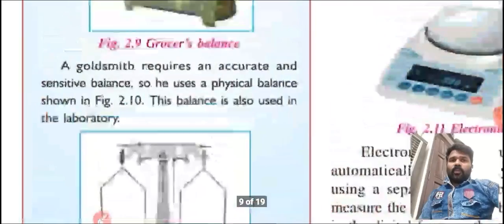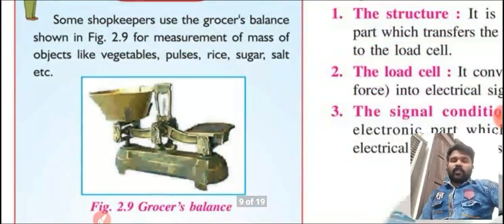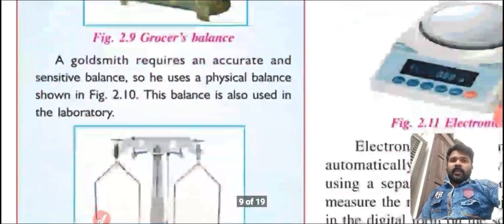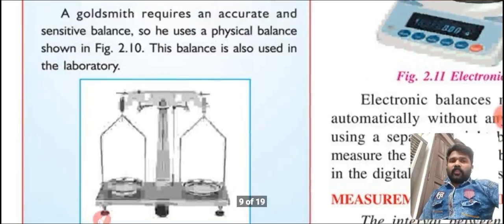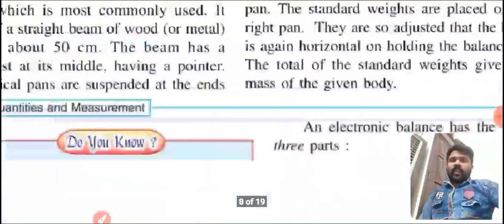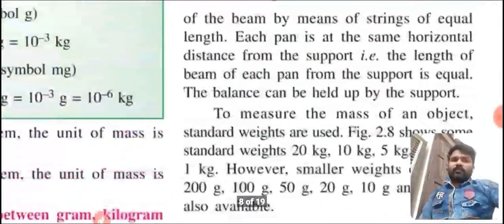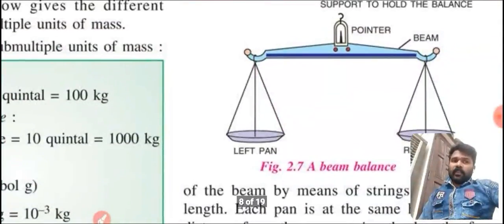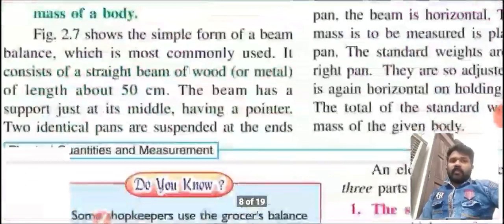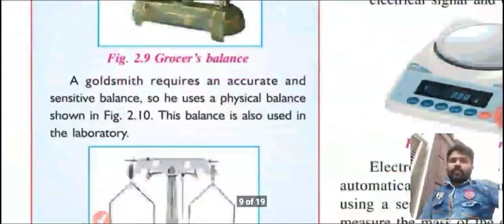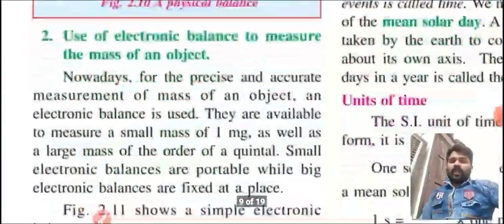Okay, in a grocer's shop we can see this grocer's balance, and in the laboratory and with the goldsmith for jewelry we can see the physical balance. So three types of balance we have seen: one is the beam balance, then the physical balance, and the grocer's balance. Okay, students, these three are very important. You have to learn about these three things. You should know the difference between these three.